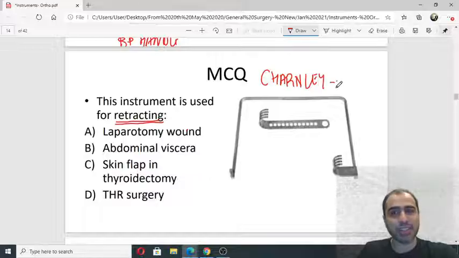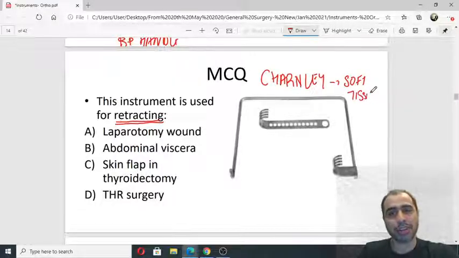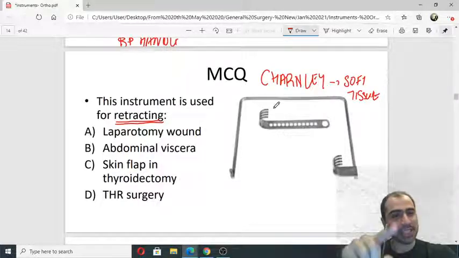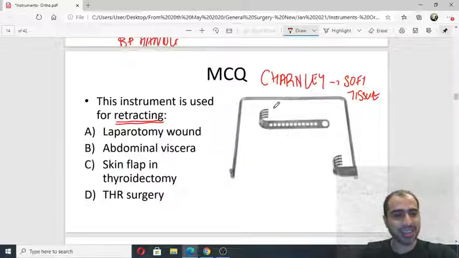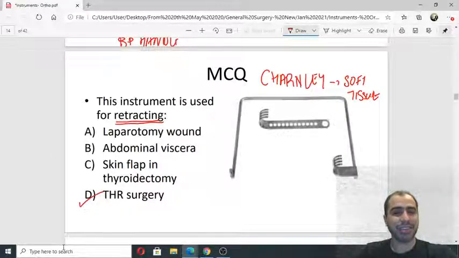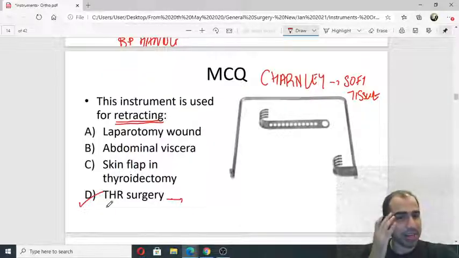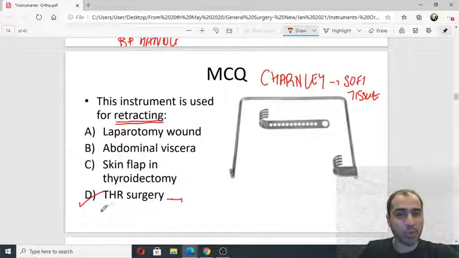It is a superficial retractor or a soft tissue retractor. But what soft tissue is it retracting? My God. Chandley discovered the surgery. He is known as father of that surgery. Yeah, it is THR. Answer is THR. Yes, father of arthroplasty. Chandley was the one who discovered this surgery. THR. Total hip replacement. I hope nobody was wondering what THR is. THR is total hip replacement.